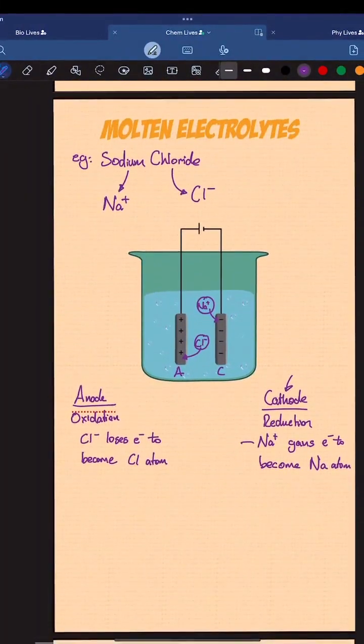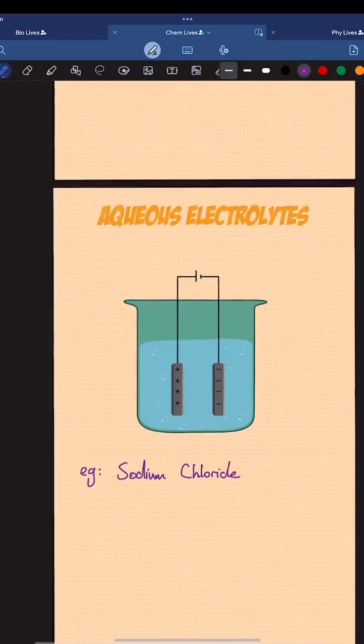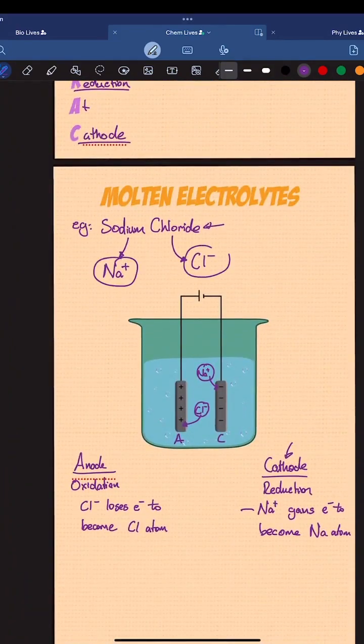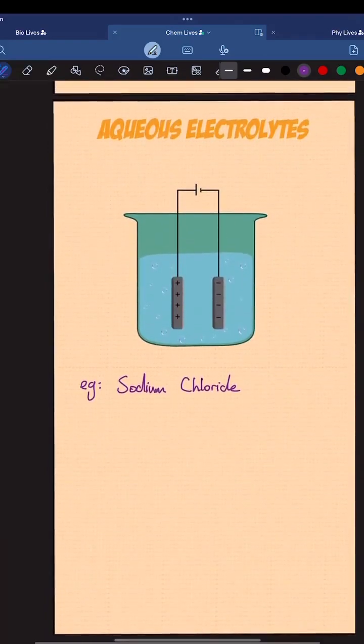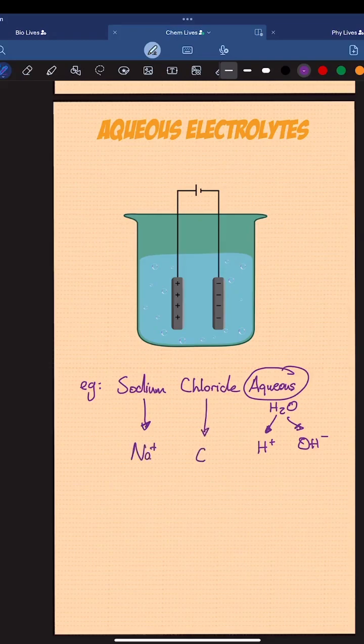So you see here, we looked at sodium chloride molten. Let's look at sodium chloride aqueous. Sodium chloride molten only had 2 ions here, Na+, Cl-. But when you're dealing with sodium chloride aqueous, in solution, that means it's dissolved in water. So there is also some water in your solution. Now water can break down into 2 additional ions. It can break down into H+ ions and OH- ions. So whenever you have an aqueous electrolyte, you have the original ions from the substance, so Na+, Cl-, but you have an additional H+ and OH- on top of that.